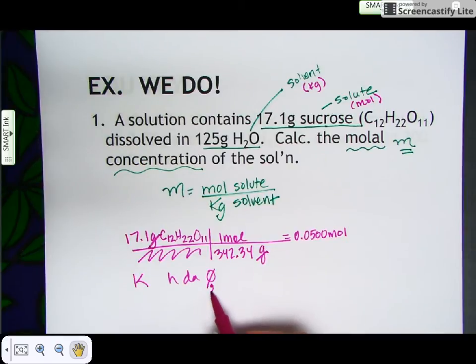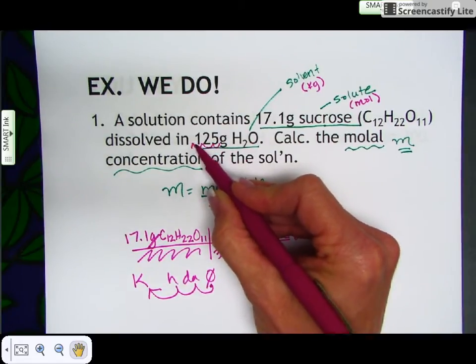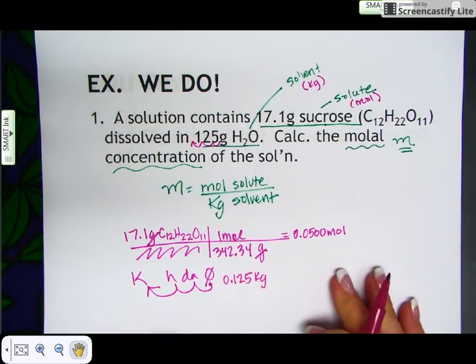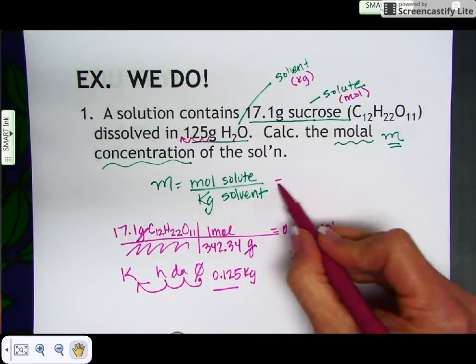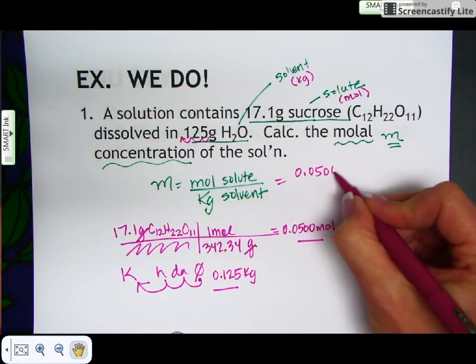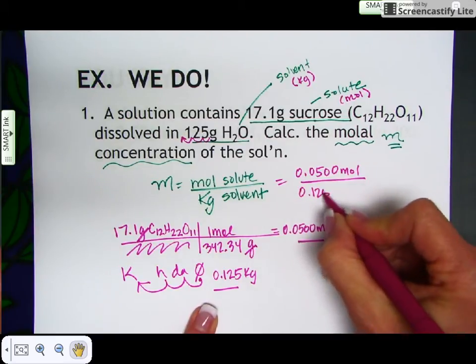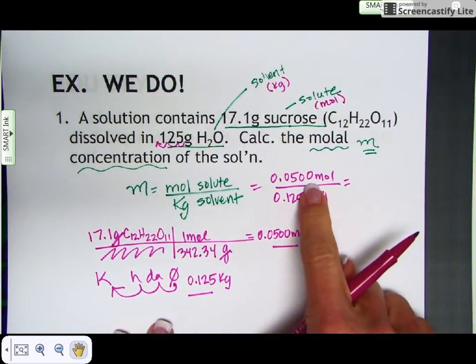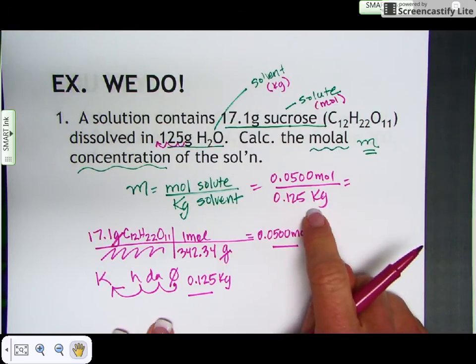So we're going to move from home base 1, 2, 3 places backwards. So up here, if you move your decimal 3 places backwards, 1, 2, 3, you're going to end up getting 0.125 kilograms of water. So now we're ready to plug into our formula. Plugging in moles of solute, 0.0500 moles divided by 0.125 kilograms. When you divide here, you're going to round to 3 sig figs because both the numerator and denominator have 3 significant figures.